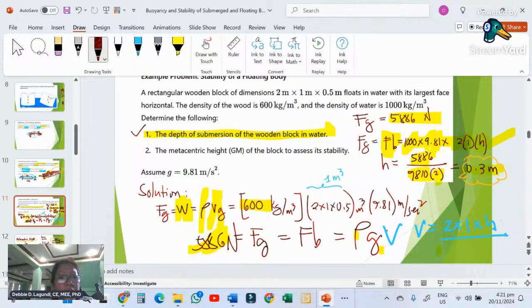Okay, number two. By the way, we do not know how deep the block was submerged in the water. We know the weight of the block, 5866. Equate that to the buoyant force, which is rho of the water, g due to gravity, and the volume submerged. The length is 2, the width is 1, and the height is h. We do not know h, and we can solve for h from there. And we did: it's 0.3.